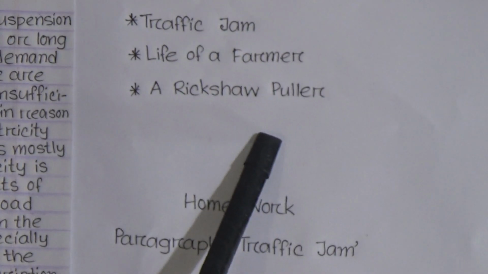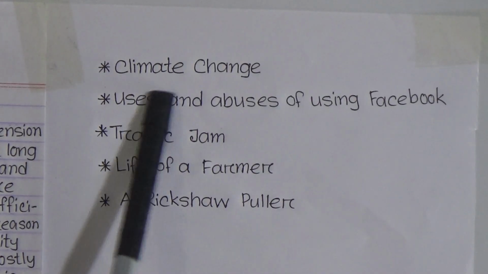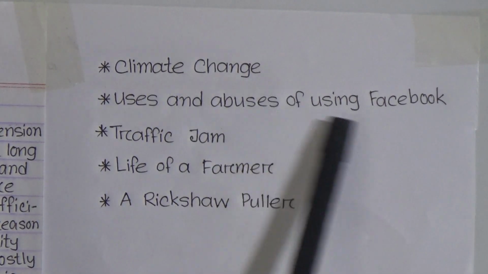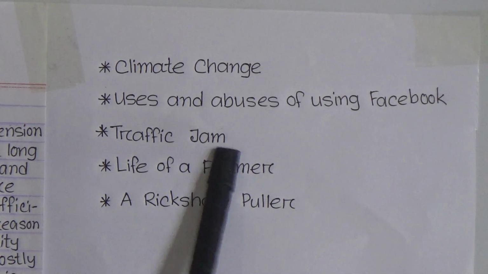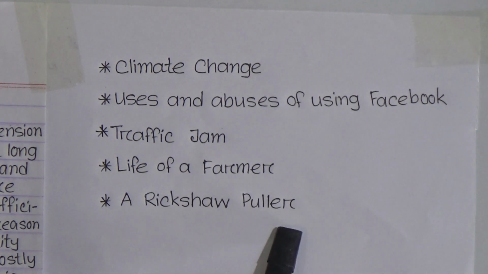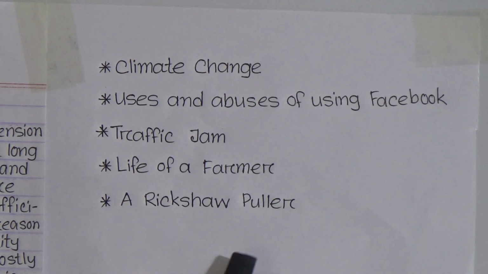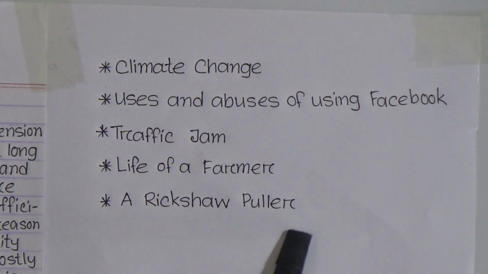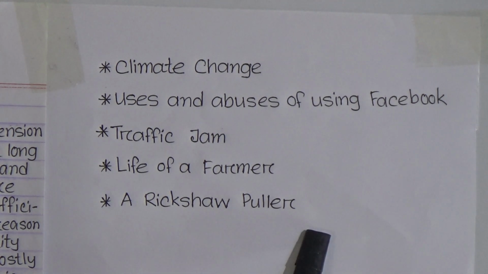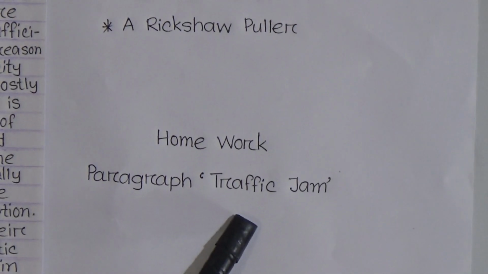Students, look here, I have given some more paragraph topics, including climate change, uses and abuses of Facebook, traffic jam, life of a farmer, or rickshaw puller. Students, along with environment pollution and load shedding, you have to prepare for your upcoming examination. Now, your homework will be the paragraph traffic jam. Students, you have to do your homework on traffic jam as a paragraph, and you know your lecture number is 6 and homework number is 6.